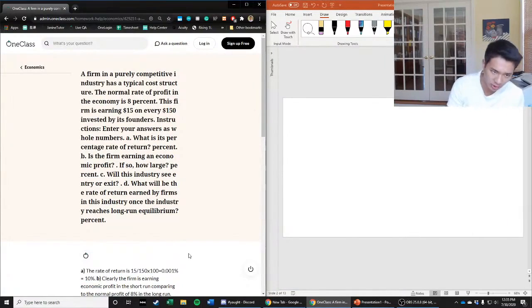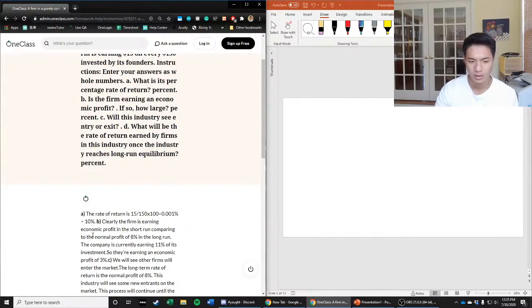Second, is this firm earning an economic profit? If so, how large and what percent? So we can compare the firm's 10% return on its investment to the normal rate of profit in this economy at 8%. And so we can say that they're clearly earning supernormal profit, right? They've beaten the market rate of 8% by 2%. So the economic profit they're making is, I guess, an extra 2%. I'm not sure exactly what kind of figure the question is looking for, but they're making 10% and they've beaten the regular rate by 2%.